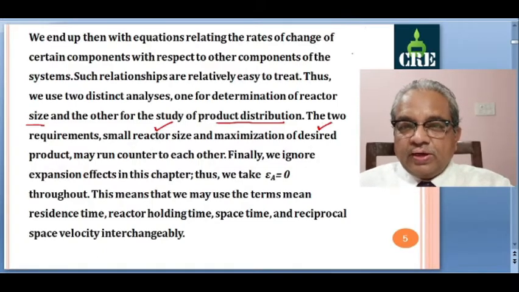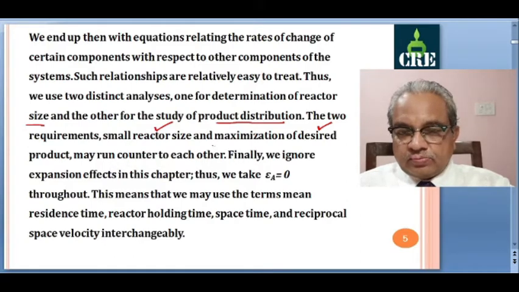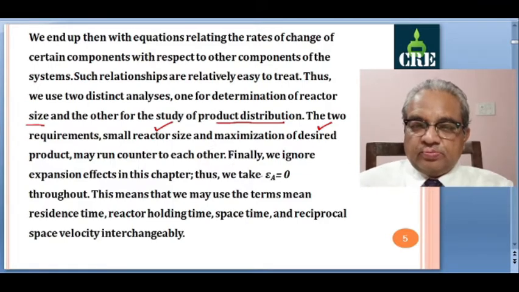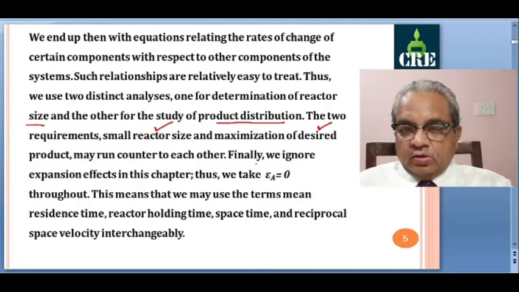So here, for example, parallel reaction: A gives R and A is also giving S. These two reactions are competitive. If R is desired and S is undesired, our aim should be maximization of the desired product and at the same time minimization of the size of the reactor. Sometimes these may run counter to each other. So we have to optimize it, find the best set for this.